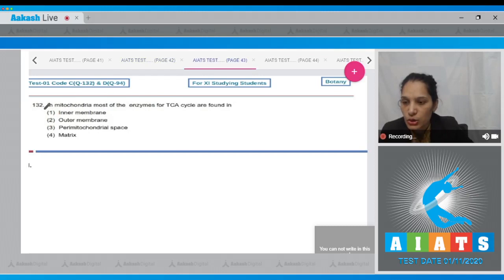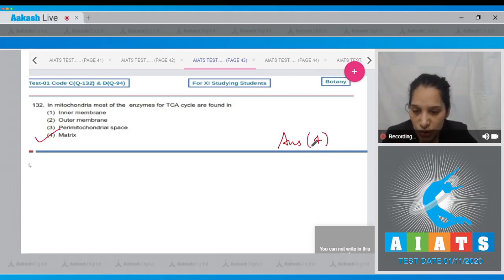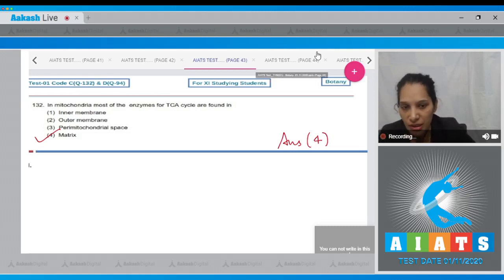Question number 132. In mitochondria, most of the enzymes of TCA cycle or the Krebs cycle are found in. They're found in the matrix of the mitochondria. So the correct option for the given question is option number 4. Why is it "most of the enzymes"? Because one of the enzymes, called succinate dehydrogenase, is found attached to the inner membrane of the mitochondria. So most of the enzymes are present in the matrix.